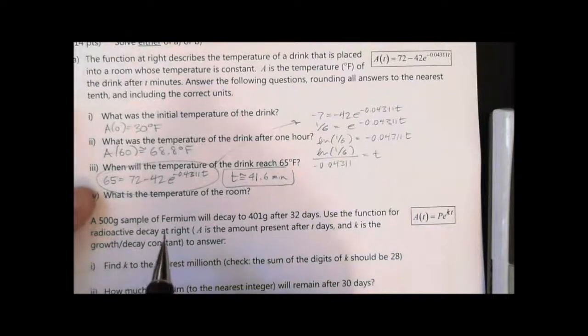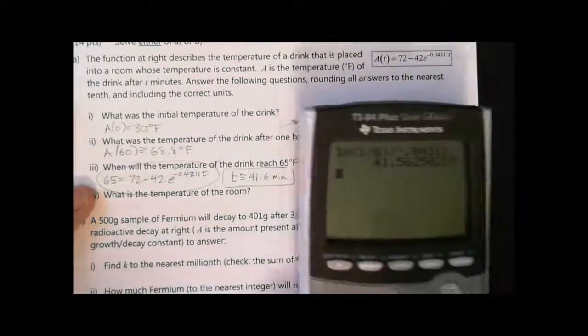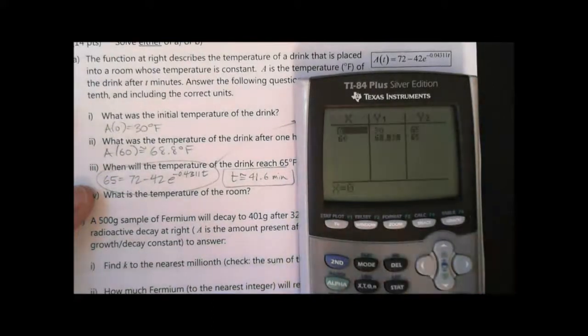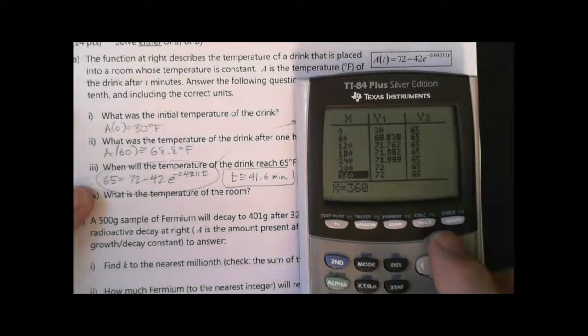Now, what is the temperature of the room? Well, one way to answer this is to look at the temperature of the drink as time gets longer and longer. Say 2 hours, 3 hours, 4 hours, 5 hours, etc. 6 hours. And you can see it looks like it's getting closer and closer to 72 degrees.